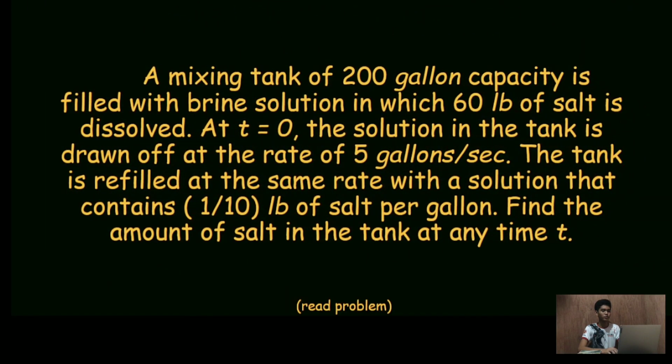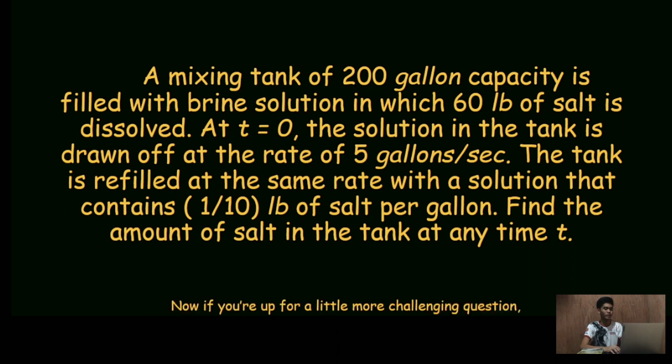A mixing tank of 200-gallon capacity is filled with brine solution in which 60 pounds of salt is dissolved. At t equals 0, the solution in the tank is drawn off at the rate of 5 gallons per second. The tank is refilled at the same rate with a solution that contains 1/10 pounds of salt per gallon. Find the amount of salt in the tank at any time t. Now, if you're up for a little more challenging question, try to pause this video and try this one.